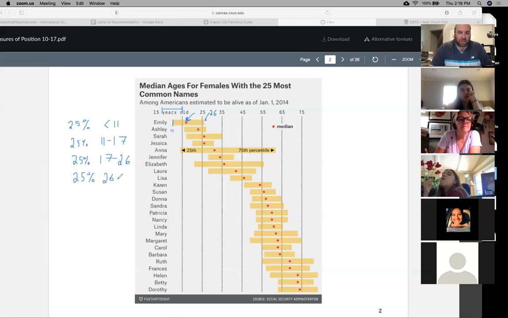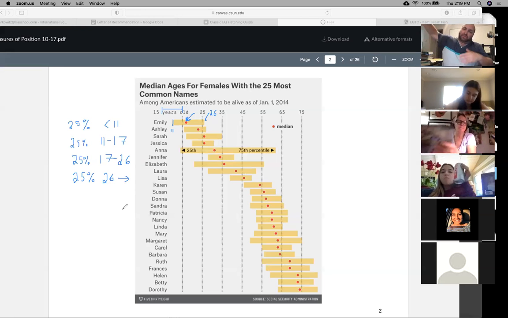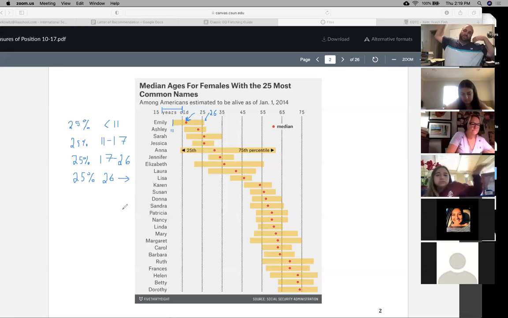26 to what? Not 75. 26 to death. 26 and on. So 25% of Emily's are less than 11, 25% are between 11 and 17, 25% are between 17 and 26, and the last 25% are from 26 to whenever.